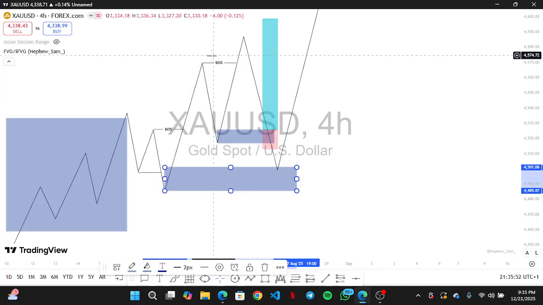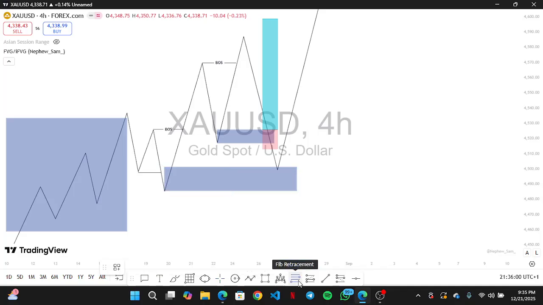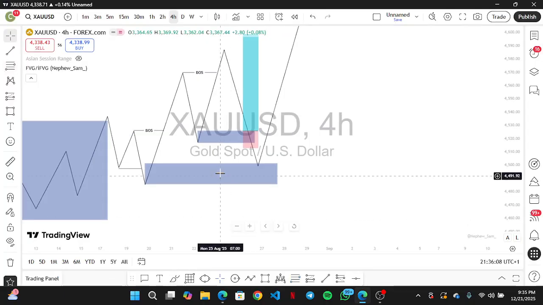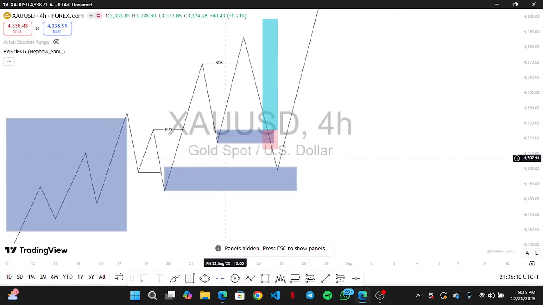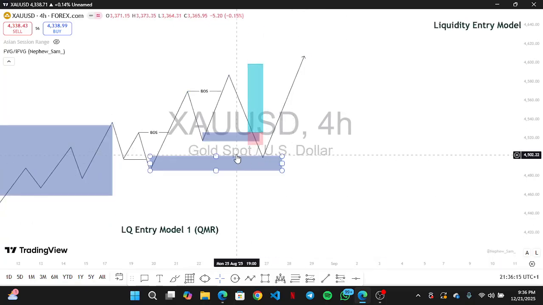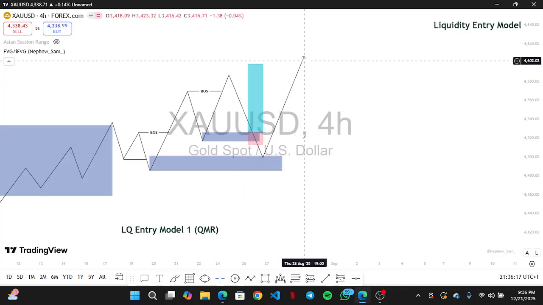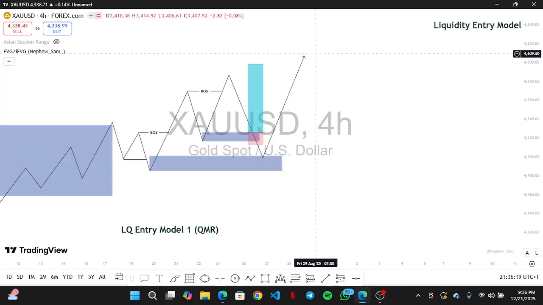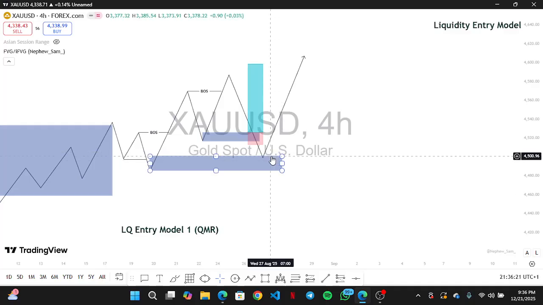Or rather, when a break of structure is created to the upside, a demand zone is formed. This entire area here below the 50% of your Fibonacci or your Gann box is your demand zone. Anybody here who is an economics student should understand what demand zones are. Supply and demand is a topic in economics. When demand is higher than supply, price goes up. When supply is higher than demand, price falls, price crashes.